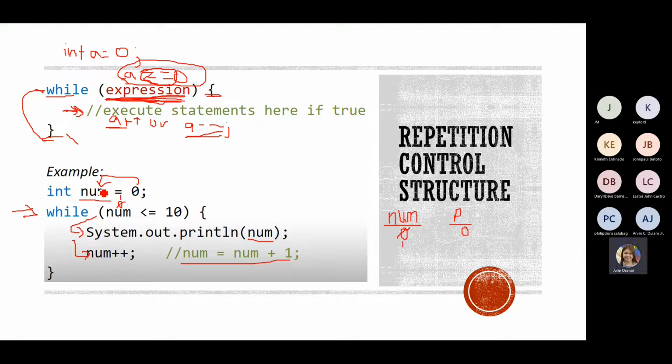True or false? Is 1 lesser than or equal to 10? True, ma'am. Okay, true pa din. So, execute na naman natin system.out.println, meaning next line tayo. So, ang value ni num ngayon is 1. So, print nyo yun. And then, num++ magiging 2. 2 is lesser than or equal to 10. Still, true tayo. So, gagawin pa din niya yung system.out.println.